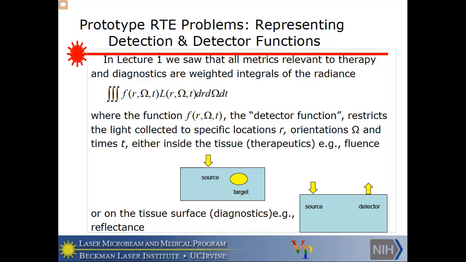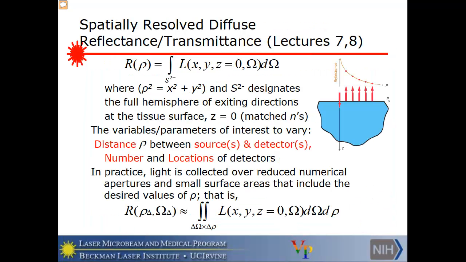the tissue surface here, as in diagnostics, and there, those of you who are familiar with reflectance measurements or transmission measurements would be putting your detectors on the surface and drawing information about the light field between the source and the detector. So those are a reiteration of the problems that Boston mentioned.